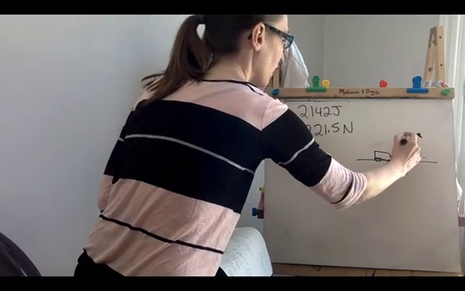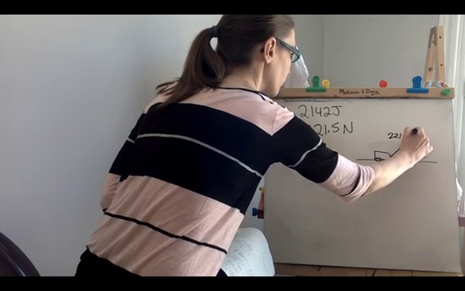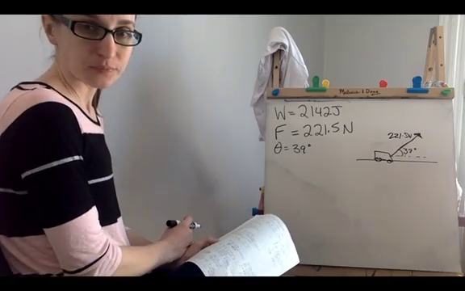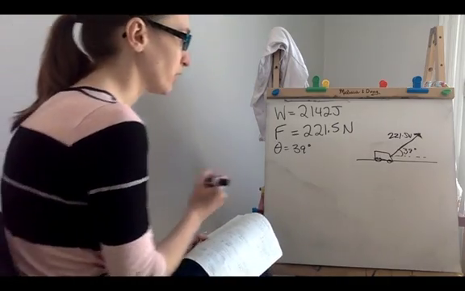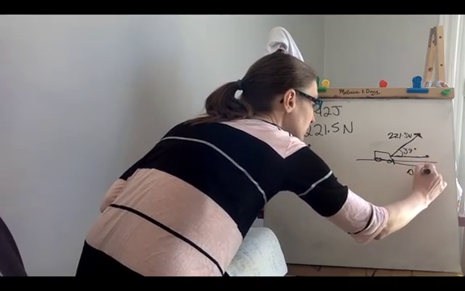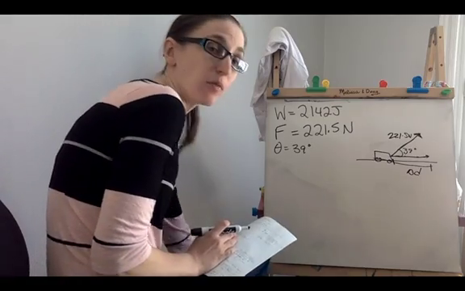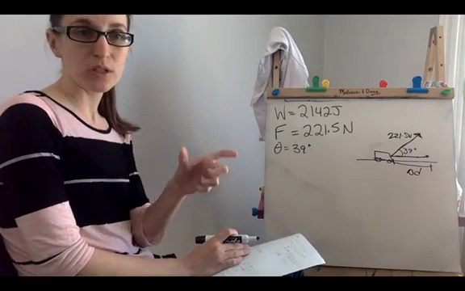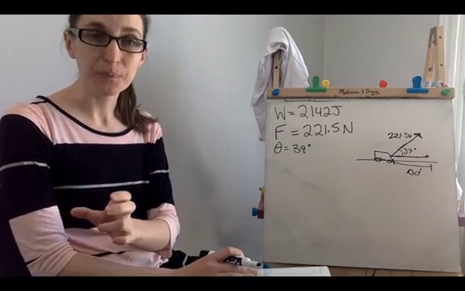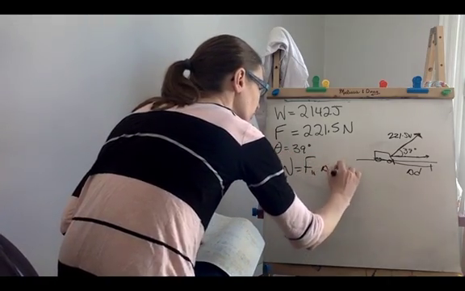The force being applied is happening in this direction. So that's the 221.5 newtons. And this is the angle here of 39 degrees. We are wondering, well, how much did this move? What is the displacement in this scenario? Remember that our formula was work equal to force parallel multiplied by the displacement. So we have work, and work is equal to that force parallel multiplied by the displacement.